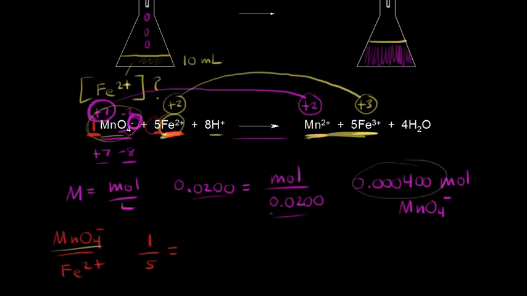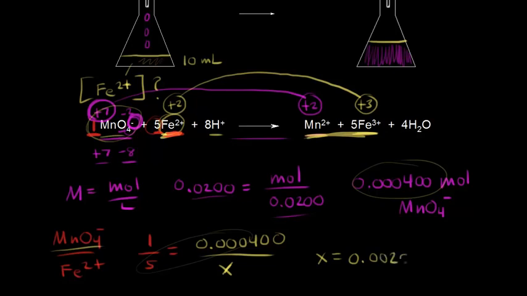That was 0.0004. So we have 0.0004 moles of permanganate. And so X would represent how many moles of iron 2+ we originally started with. So we could cross multiply here to solve for X. So 5 times 0.0004 is equal to 0.002. So X is equal to 0.002. And X represents the moles of iron 2+ that we originally had present.